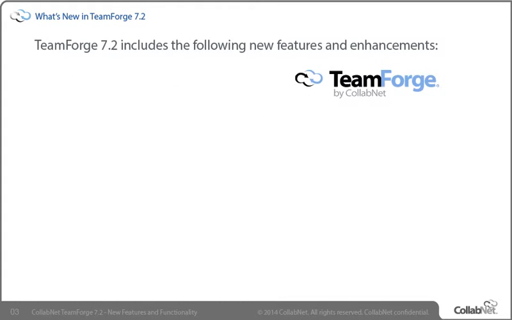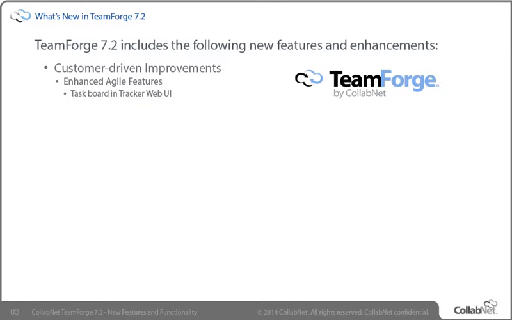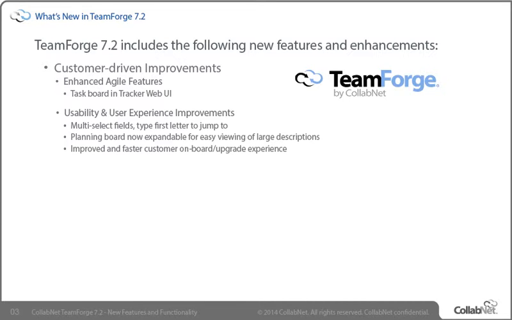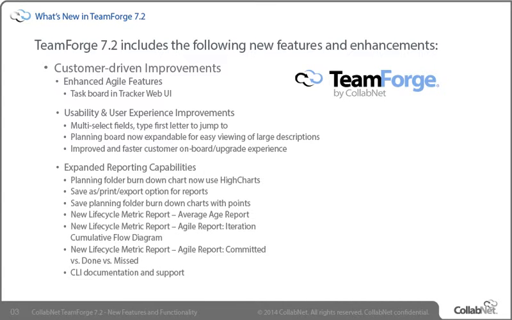CollabNet TeamForge 7.2 includes many features and enhancements focused on customer-driven requests, integration and architecture improvements to make the user experience smoother and more robust, and to support the latest in related integrated applications. Customer-driven improvements include enhancements to agile features, including a new task board in the Tracker UI, usability and user experience improvements, and expanded reporting capabilities.